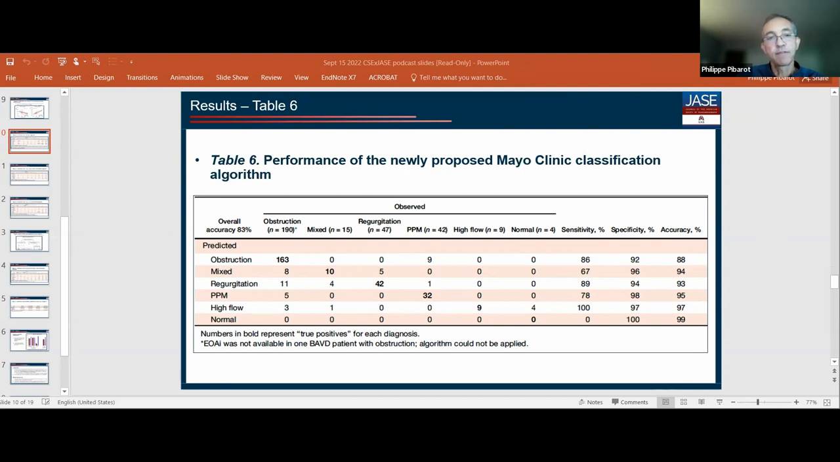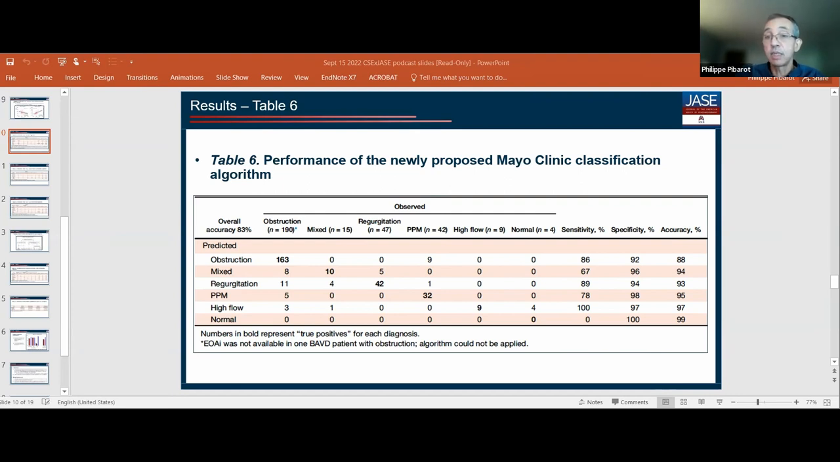Well, much better. Definitely, you see on the diagonal of the matrix, you have many more patients. There are still some patients who are outside, some misclassified cases with, again, PPM versus obstruction, always the challenge. And otherwise, regurgitation versus mixed, which is also more challenging. You clearly see that the two most challenging situations in terms of differential diagnosis are pathologic obstruction versus mismatch and regurgitation versus mixed. And with regard to pathologic obstruction versus mismatch, we also have to keep in mind that often patients have the two categories at the same time.